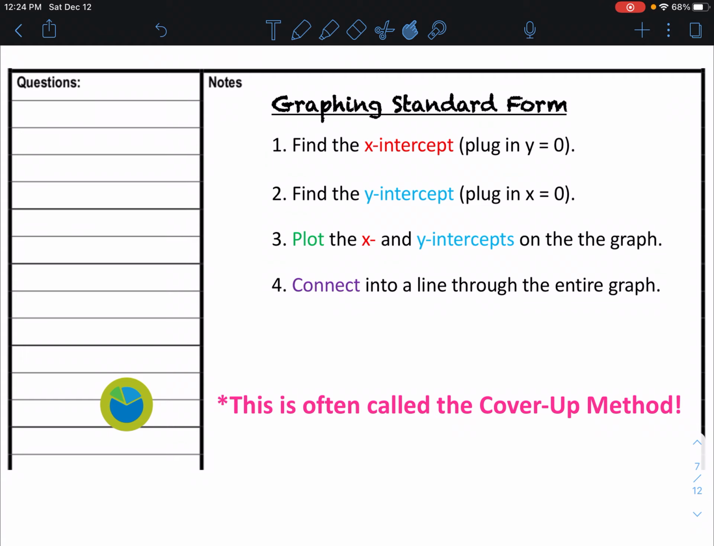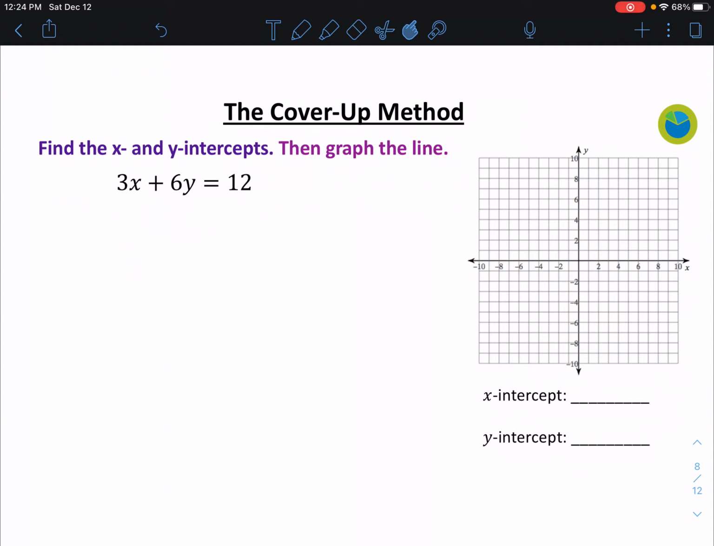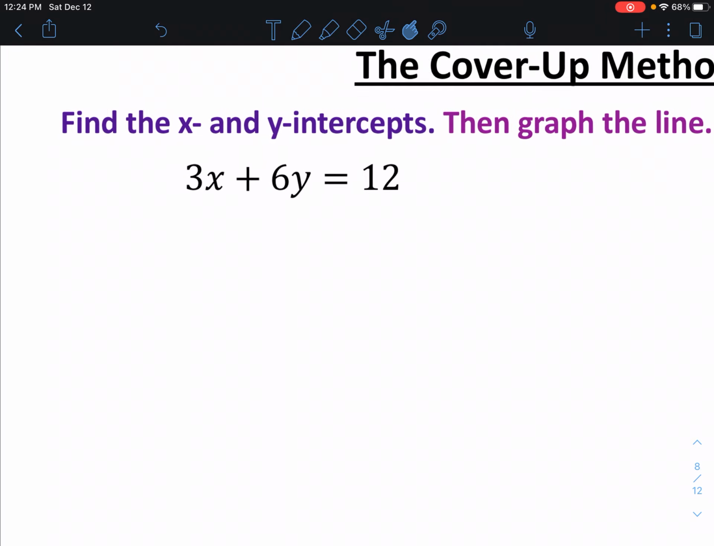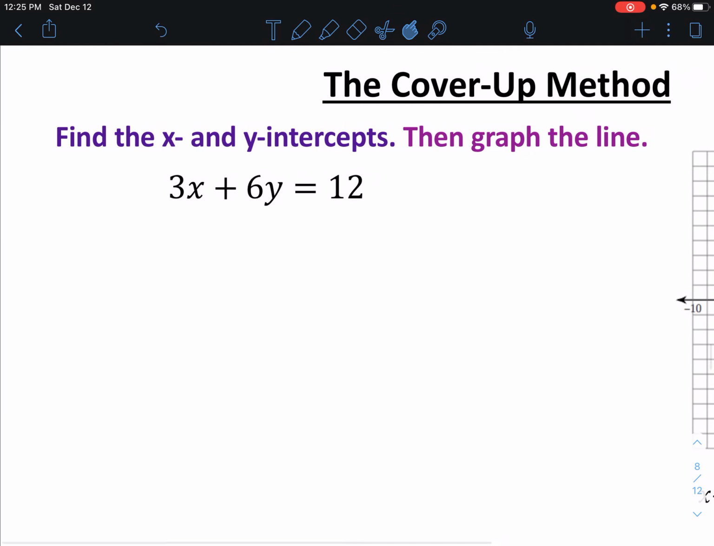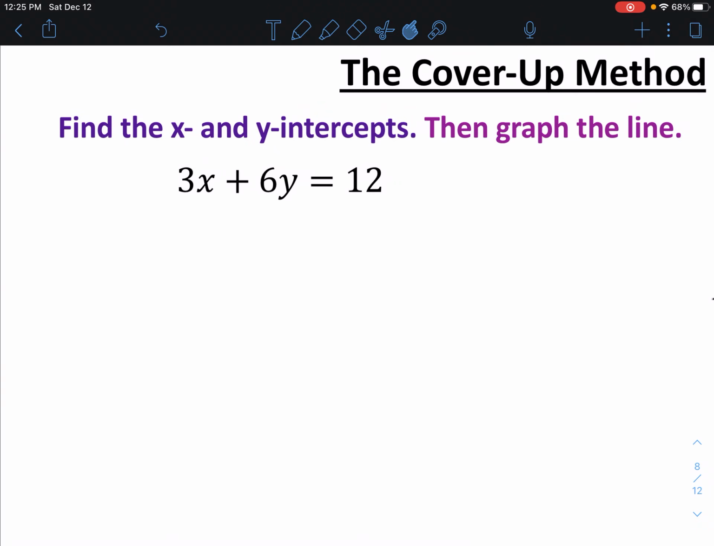So let's try this. You might be a little confused right now, and if you are, that's okay. We're going to do this right now together. So it says find the x and y-intercepts and then graph the line. So I have this equation. Notice it's in standard form. X and y are on the same side. They're both on the left there. X is first. And this is, again, often called the cover-up method.